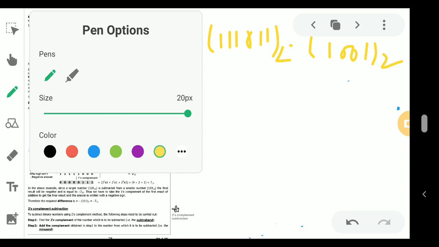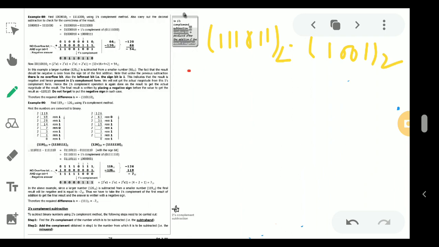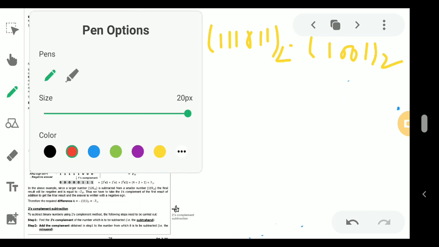I am taking the question 11101 base 2 minus 1001 base 2. We need to subtract. The rule is first to count the number of bits. Here 1, 2, 3, 4, 5, and here 4 is there. So we need to arrange the bits. We will make it a 7-bit representation, including the 0 bit, so let's start with the 0 bit to make it a positive number.